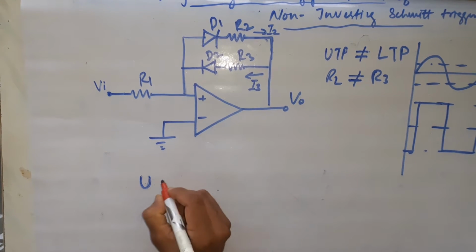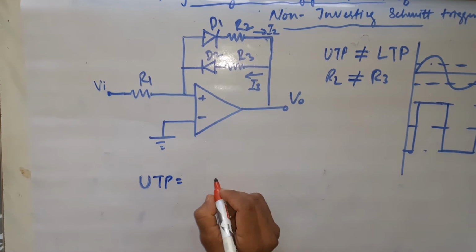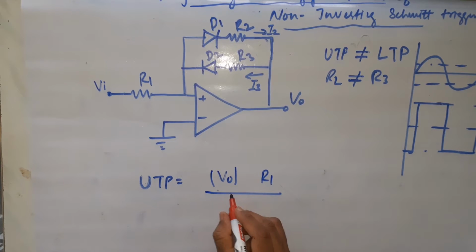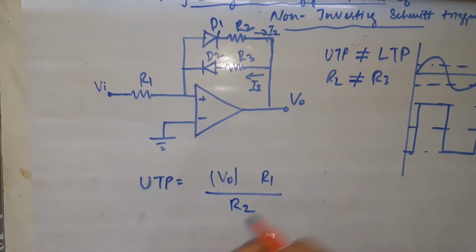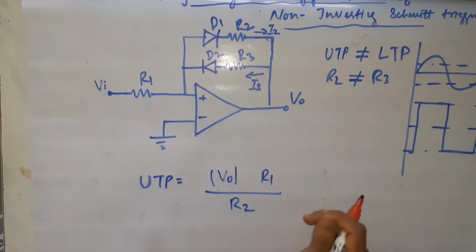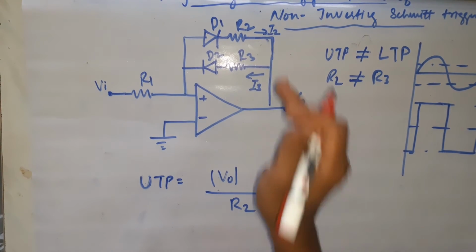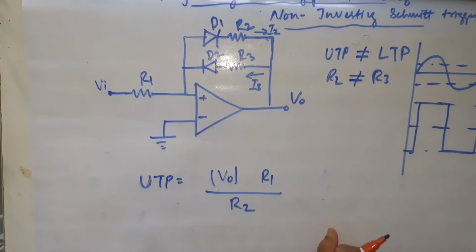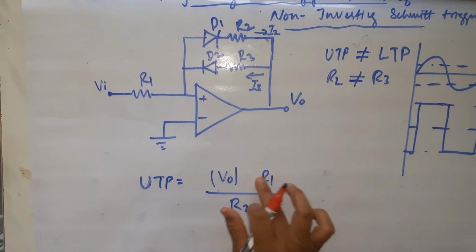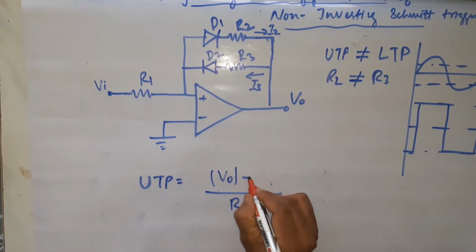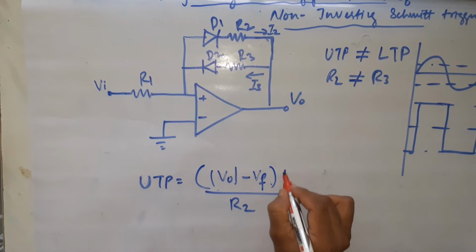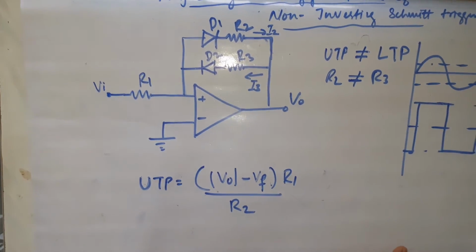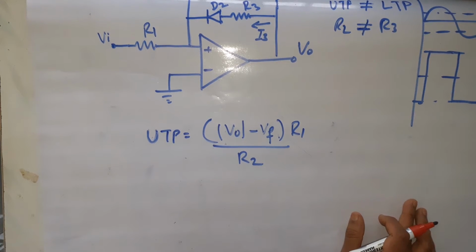In our non-inverting Schmitt trigger, we have seen UTP equal to magnitude of V naught into R1 divided by R2. We have seen this in our previous class, right? So I will be using the same UTP and LTP. The only difference in this particular circuit is that this V naught is already having a drop of diode, right? So the diode drop is taken as minus VF into R1. Minus VF, that is 0.7 drop, will be across the diode. So this is what your UTP is.